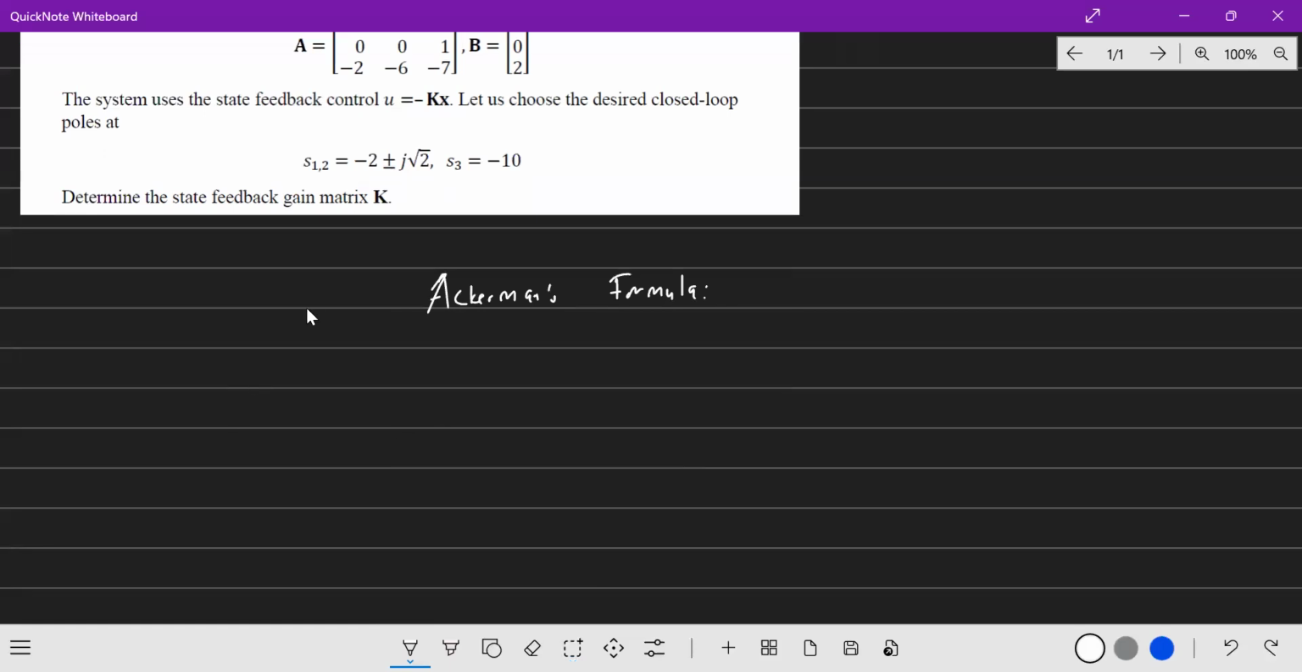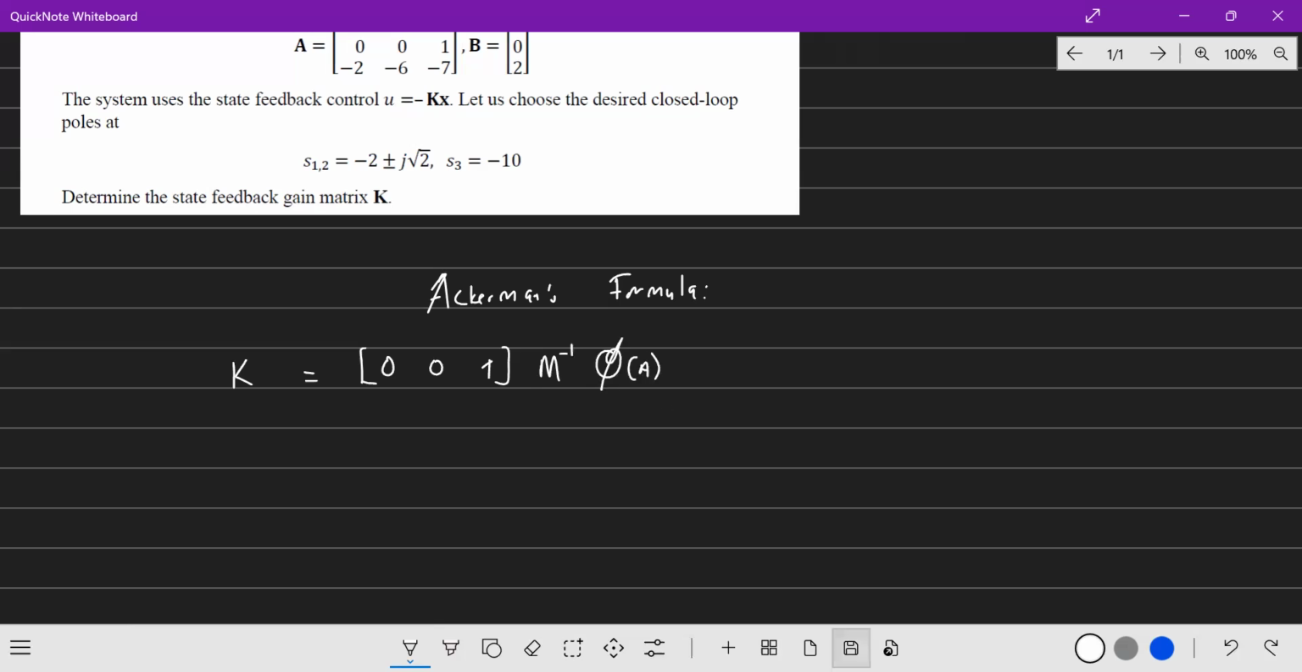Here is the formula. You find that K, the gain, is given by what? This is a 3 by 3 matrix, right? So we're going to have 0, 0, 1. This is a row matrix. And then what's the next thing? The next thing is to multiply by M inverse. And what is this M inverse? You need to know what this M inverse means, right? And then times phi of A matrix.